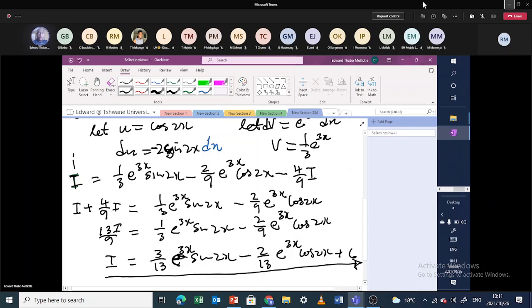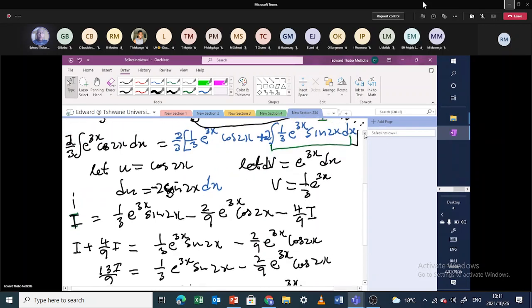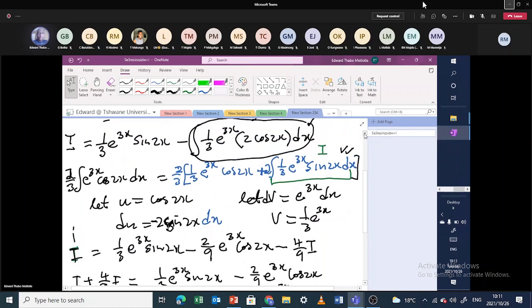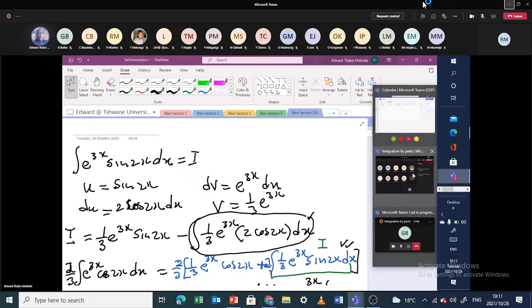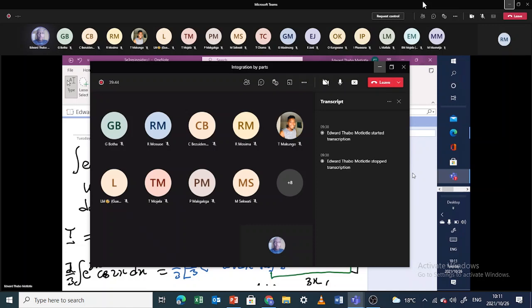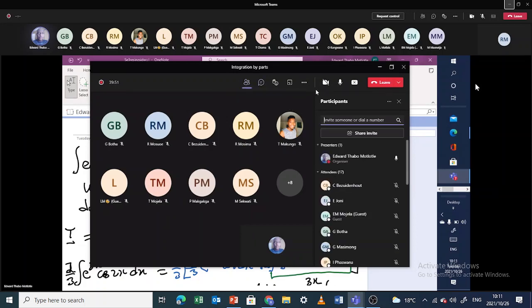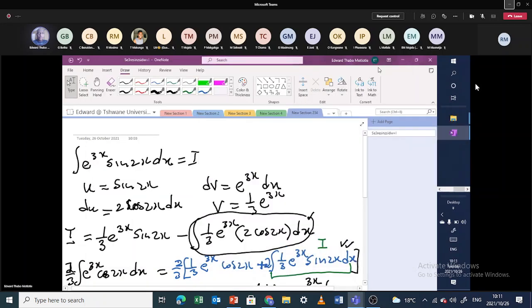So any questions up to this point here? Before I do the TUT method, I'll arrive at the same solution. Okay, I can see there's no question now. Let's do the TUT method.